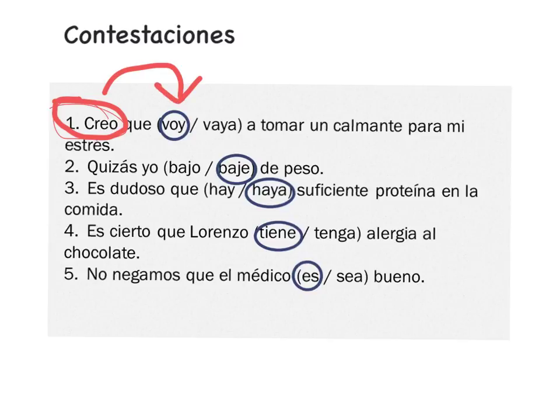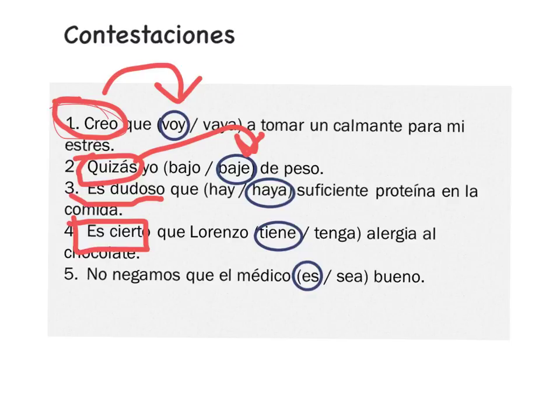In the second one, we have one of those phrases that are very similar to ojalá. Quizás yo baje de peso. I mean, the moment you see quizás, you're going to use the subjunctive. In the third sentence, you have es dudoso, which is a subjunctive trigger of doubt, and therefore you're going to use the subjunctive. Que haya. Es cierto que Lorenzo tiene alergia al chocolate. It's true. Es cierto. It's an expression of certitude, of truth. Therefore, you're going to use the indicative.